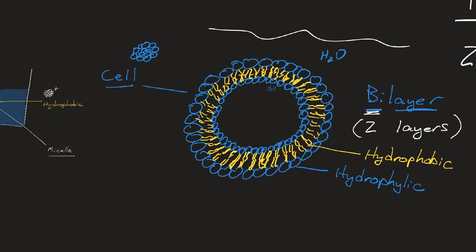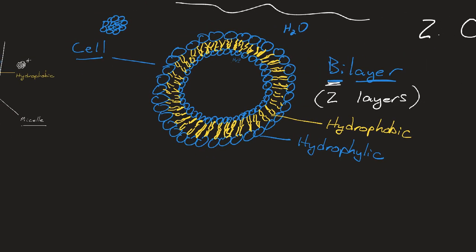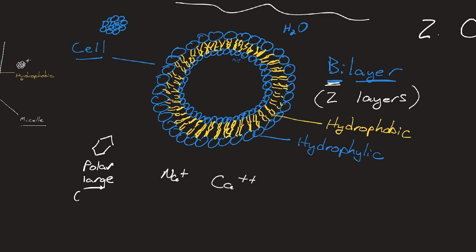All right. So what's the problem here? Well, let's think about it. The water has a bunch of stuff that's dissolved in it. There's some sodium ion. There's some calcium ion. There's some glucose out here. Glucose is polar and large. By now, you should know that the hexagon is glucose, but I'll go ahead and put GLU for glucose.